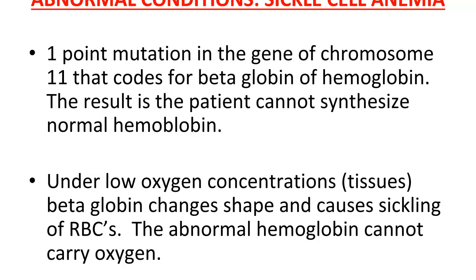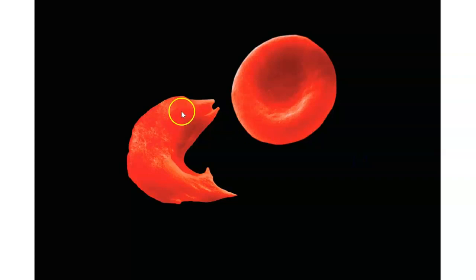Okay, and finally, we're going to briefly talk about a type of inherited anemia called sickle cell anemia. This is a mutation in the beta globin of hemoglobin, which results in a patient that cannot synthesize normal hemoglobin. This abnormal hemoglobin, under the low oxygen concentrations found in tissues, changes shape into an elongated protein. Instead of round, it is now elongated, which distorts red blood cells. Also, this abnormal hemoglobin cannot carry oxygen. So the cell distorts its shape and turns into what's called a sickle shape. That's why the condition is called sickle cell anemia. You can see here the sickle shape of the red blood cell versus the nice round shape it's supposed to have.